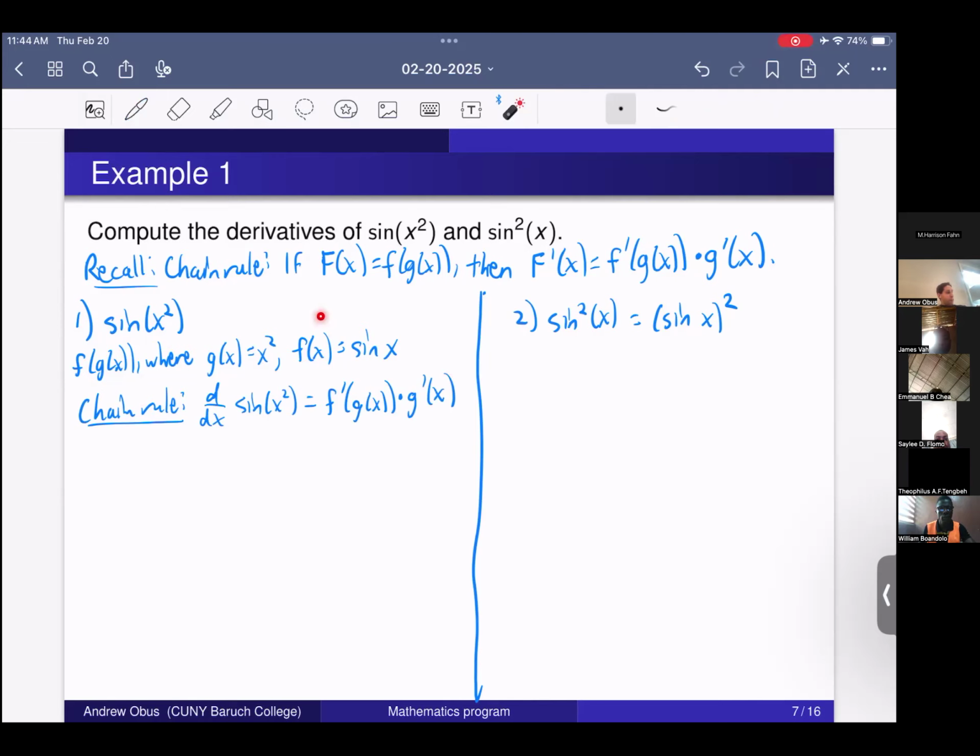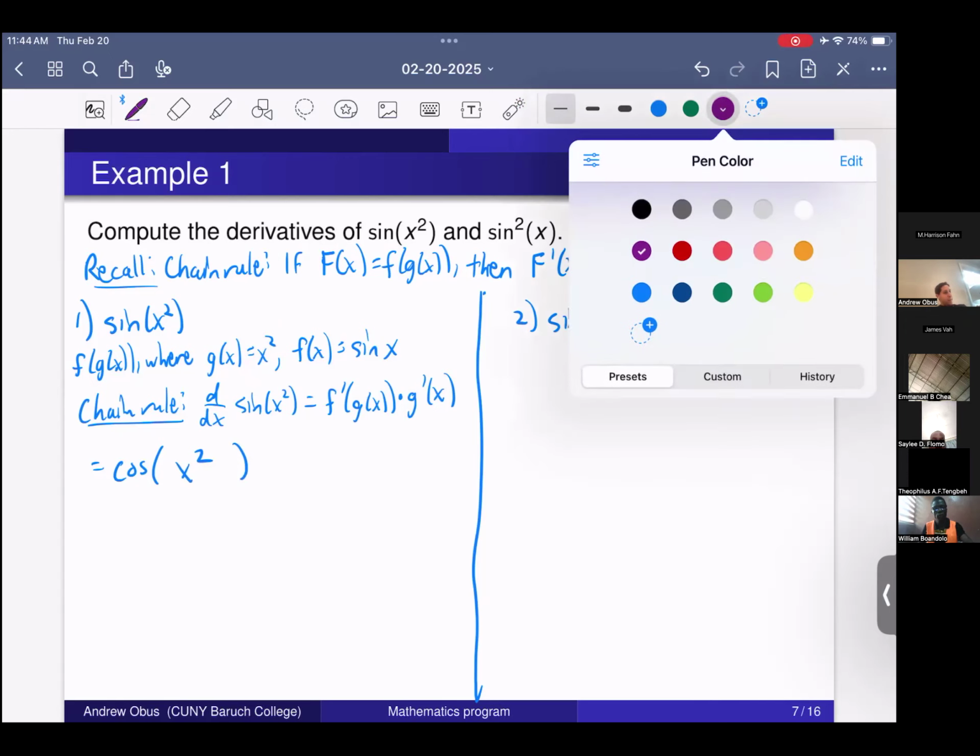So f prime is cosine, right? Derivative of sine is cosine. We remember this. So that's going to be cosine, but we don't just say cosine of x. What we actually do is we put cosine of g of x. So it's cosine of x squared.